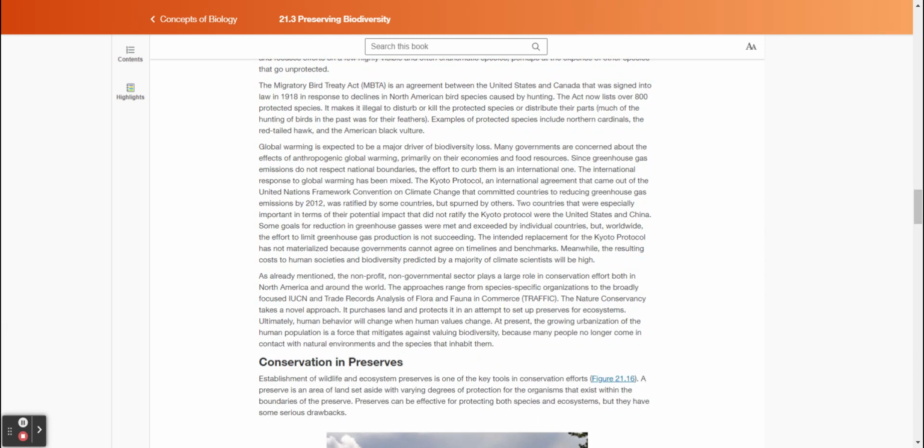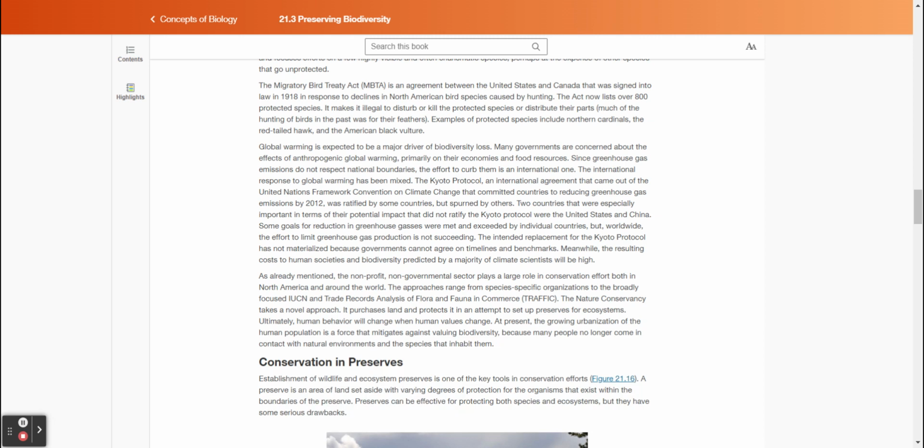The Migratory Bird Treaty Act, MBTA, is an agreement between the United States and Canada that was signed into law in 1918 in response to declines in North American bird species caused by hunting. The act now lists over 800 protected species. It makes it illegal to disturb or kill the protected species or distribute their parts. Much of the hunting of birds in the past was for their feathers. Examples of protected species include northern cardinals, the red-tailed hawk, and the American black vulture.